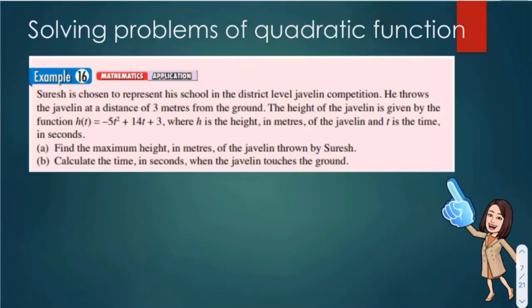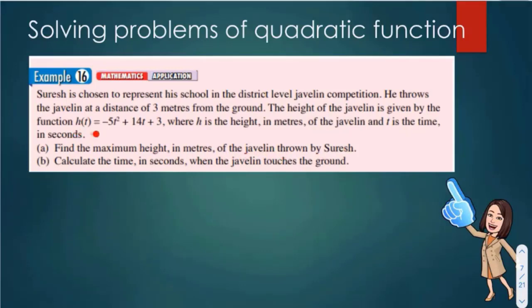Okay, for this one, Suresh. Suresh is chosen to represent his school in the district level javelin competition. He throws the javelin at a height of 3 meters from the ground. From the ground, you have to visualize also. The height of the javelin is given by the function, where h is the height in meters and t is the time. T adalah masa, in seconds, so if you find the value of t, the unit must be in seconds. Find the maximum height of the javelin thrown by Suresh.